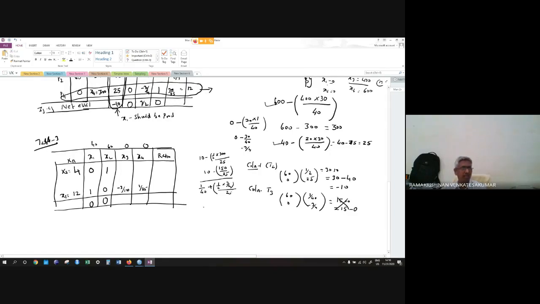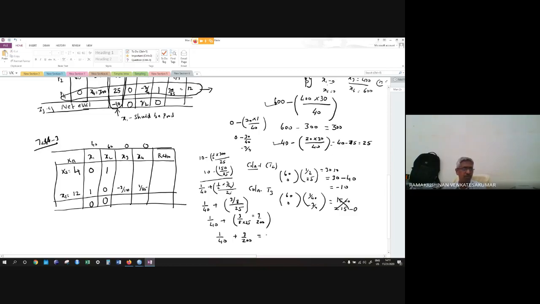So what is the net result? 1 by 40 plus, what is the numerator? 3. Denominator 8, 3 by 8 is there. Whole divided by another 25 is there. For your understanding, I am doing it step by step. 1 by 40 plus 3 by 8 into 25, so you get 3 by 200. So 1 by 40 plus 3 by 200.